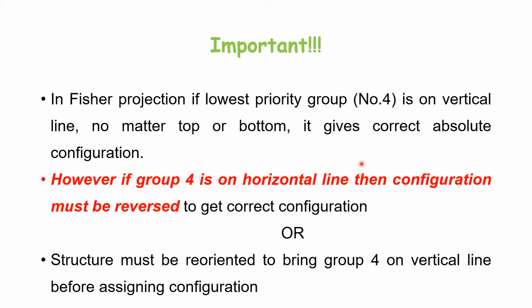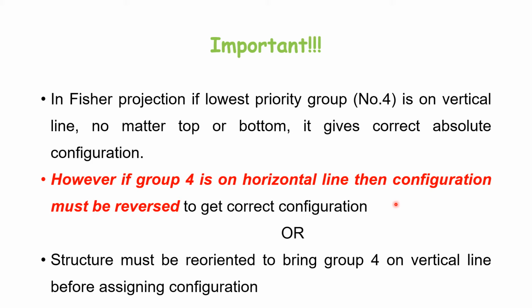The last rule is very important, to give the final configuration. This rule number 4 says, in Fischer projections, if the lowest priority group number 4 is on a vertical line, it can be at top or bottom, then whatever answer you have got by seeing that clockwise or anti-clockwise direction, that is the correct absolute configuration. However, if group 4 is on a horizontal line, which is the case in most of the sugars, then you have 2 choices.